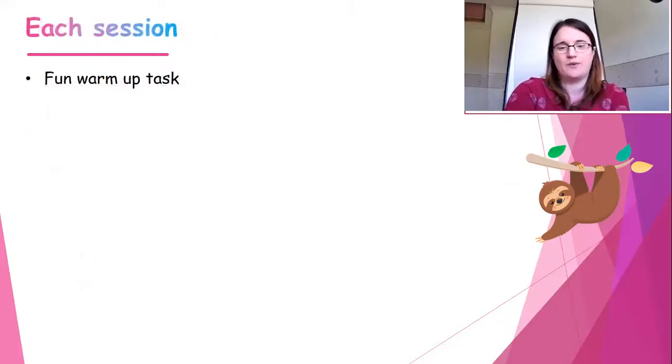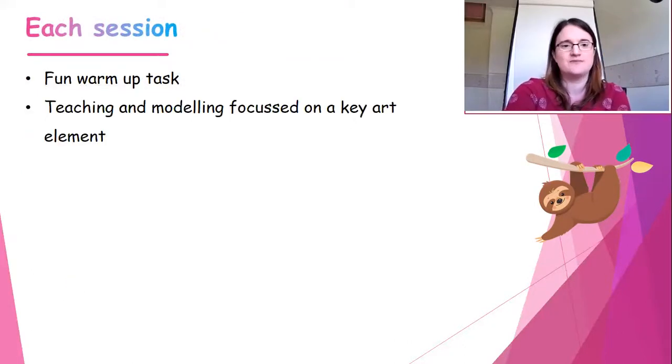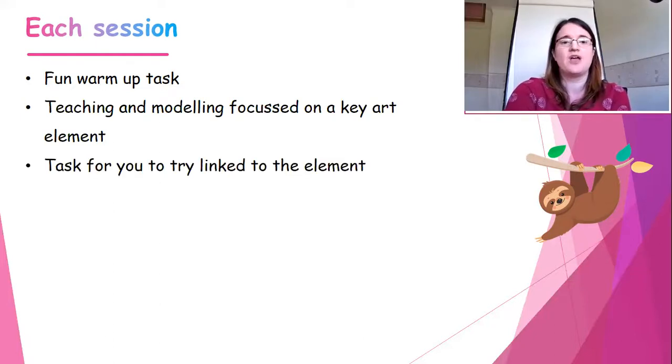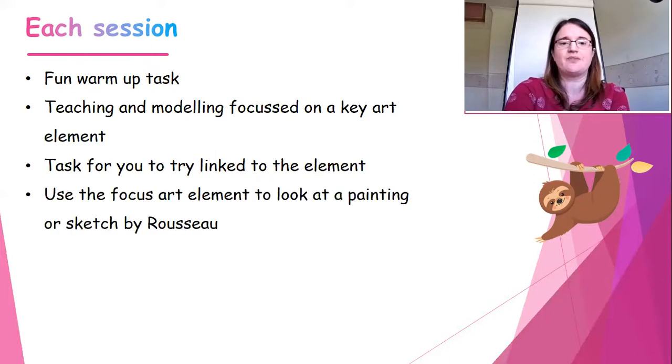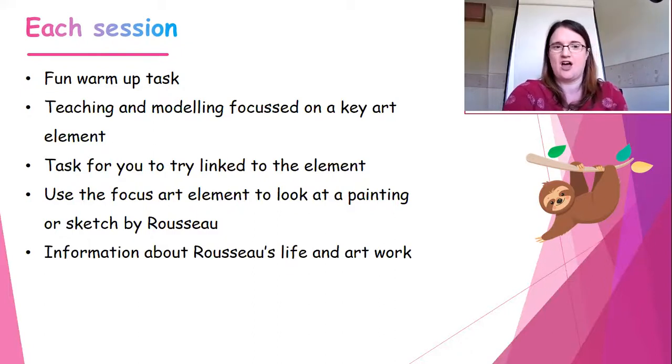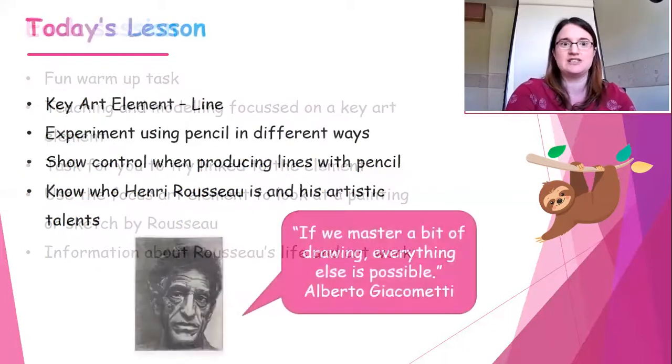How's each lesson going to work? Well, we're going to start with a fun warm-up task. We are then going to listen a little bit to me showing you how to do some of the key elements and to understand what the key elements in art are. And then you're going to try a task linked to the key elements. And then we're going to be looking at some paintings and sketches by Rousseau at the end and finding out about his life. So we've got 5 parts to most lessons. Let's see what we're doing today then.